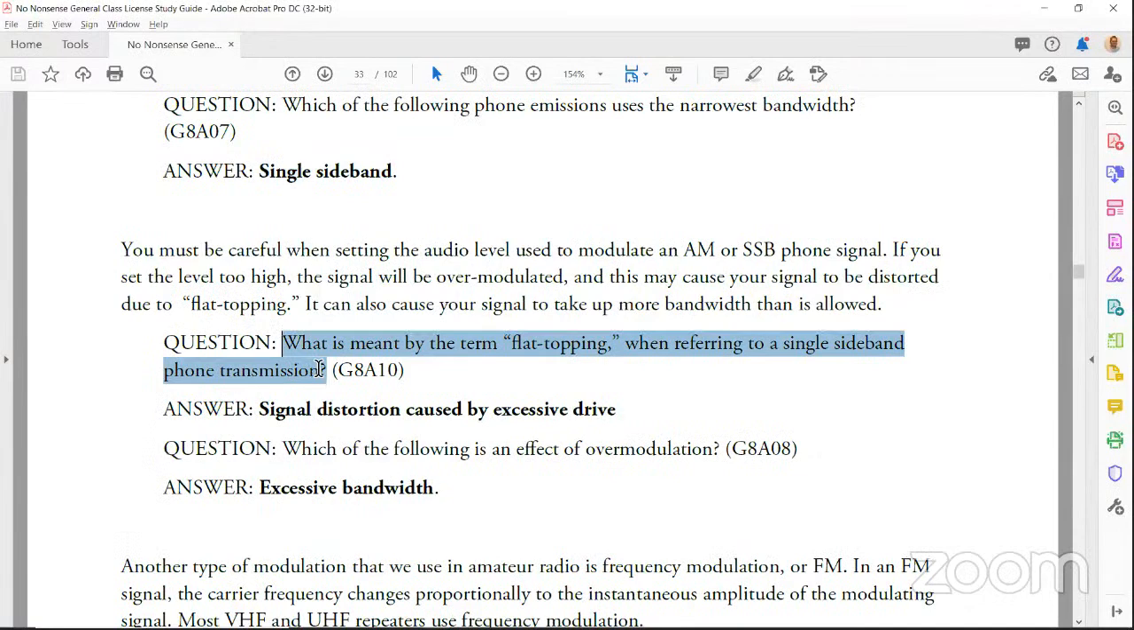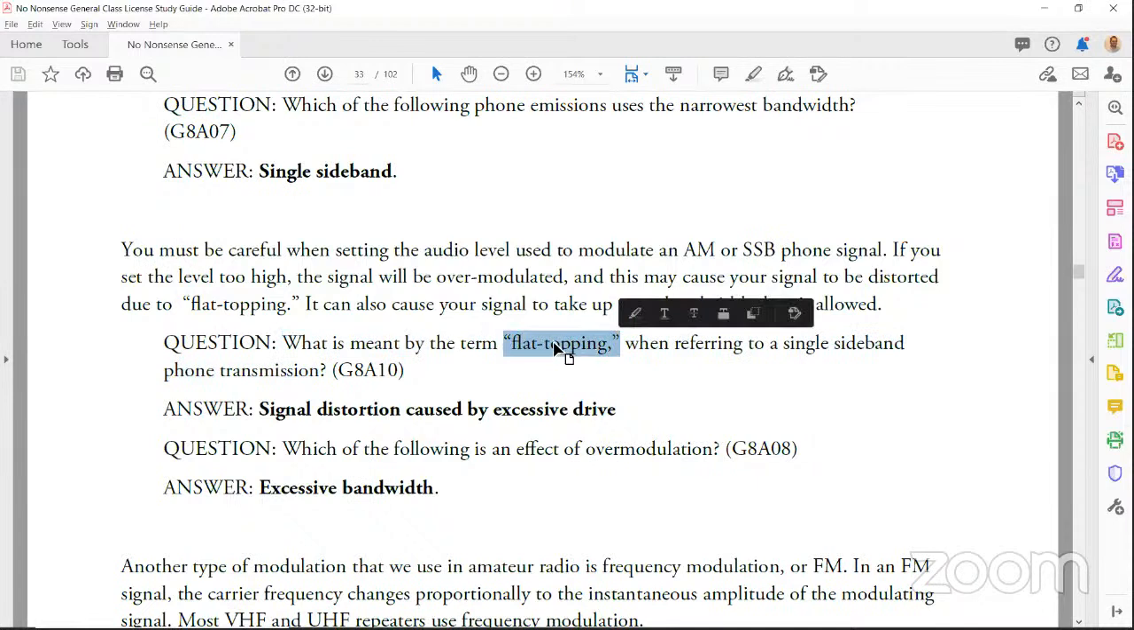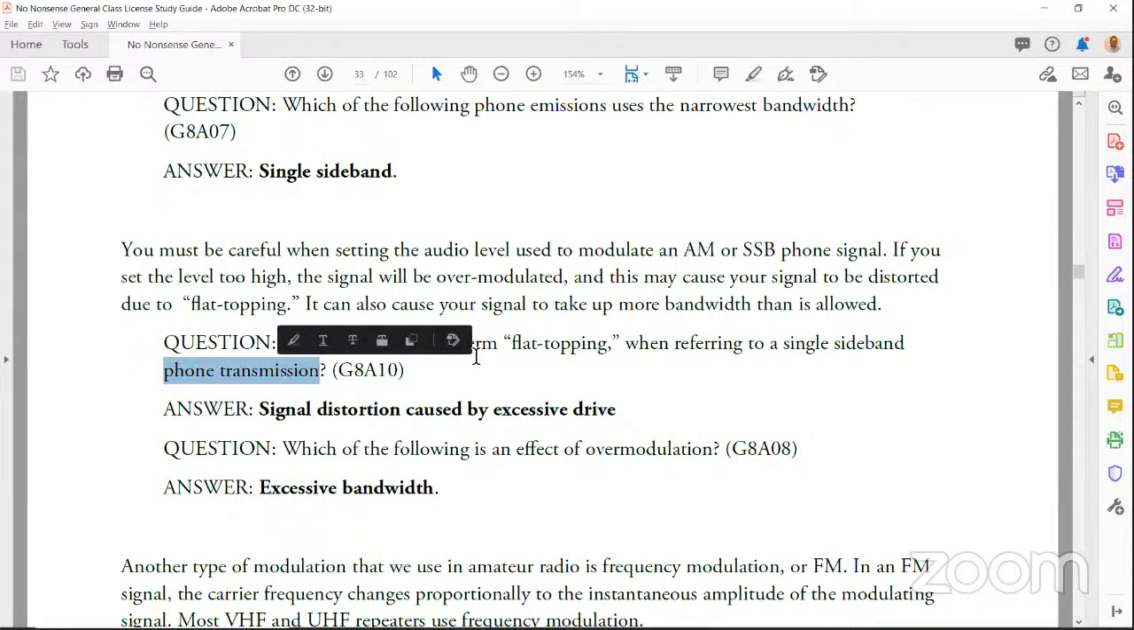Next question in the question pool. What is meant by the term flat topping when referring to a single sideband phone transmission? So let's dissect this question a little bit. They're asking us about flat topping. So we need to talk about what flat topping is. What is it defined as, or when we use the term, what do we mean by it? But of course, they give us the extra information that we are dealing with SSB, phone or voice transmissions.